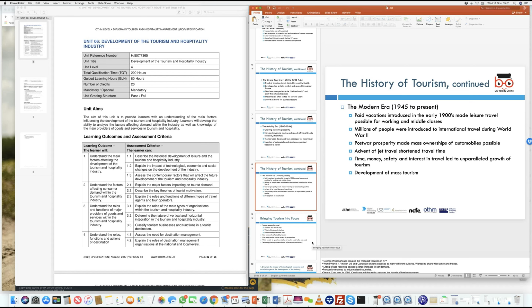So I think somebody asked me this question in one of the sessions last year or earlier this year: is there a fixed number of people who travel for tourism?